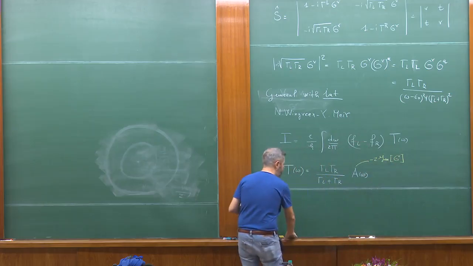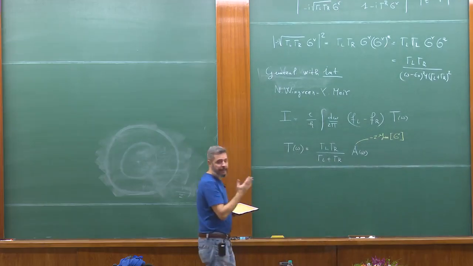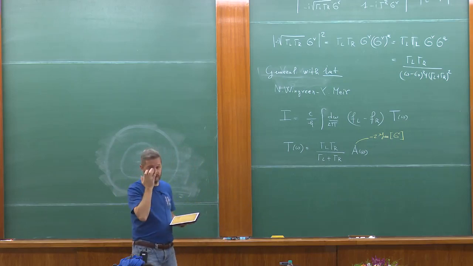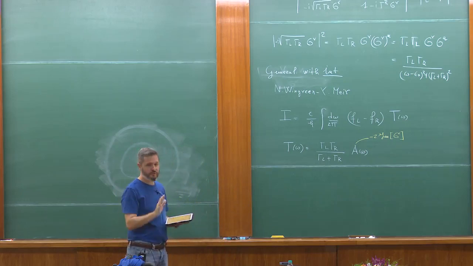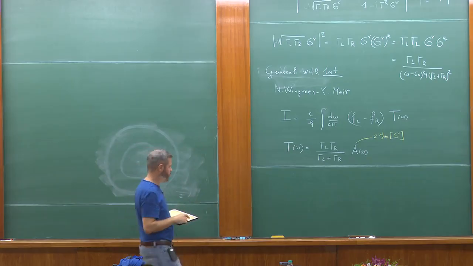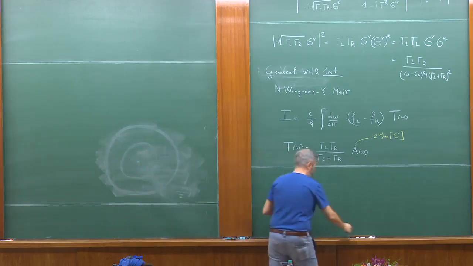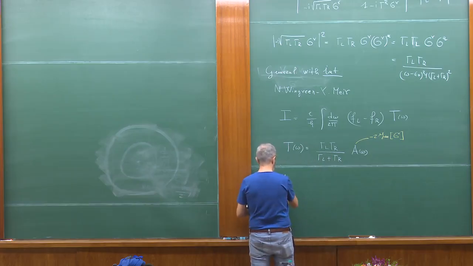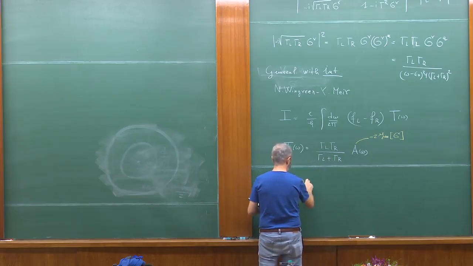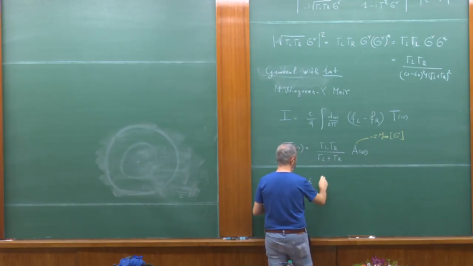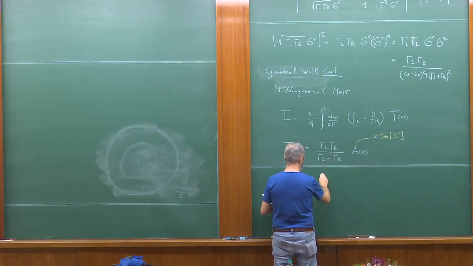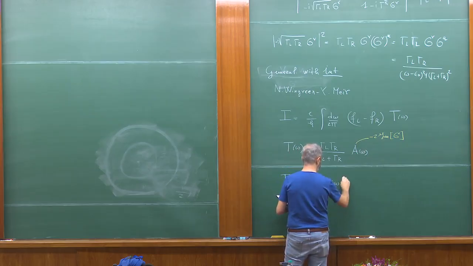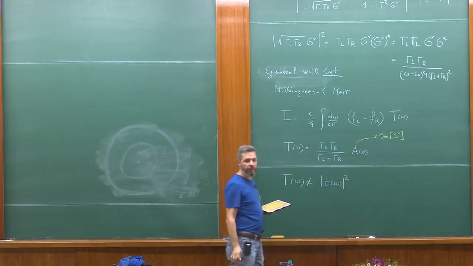Okay, so you might say, well, it has the same form as yesterday. No difference as before, no difference whatsoever. But this is incorrect. It turns out that in general, T of omega is not equal to the absolute value squared of the little t of omega that I wrote down before.